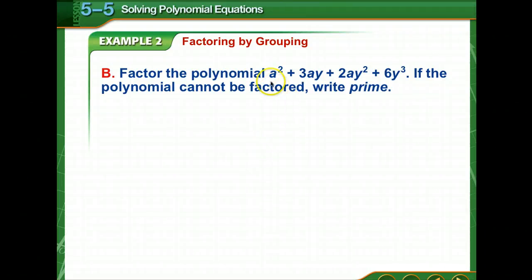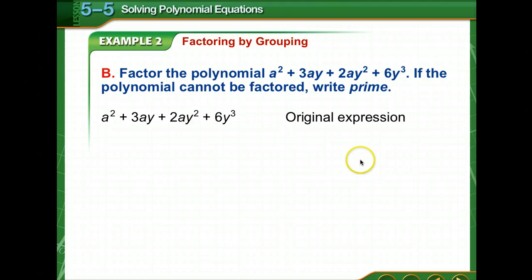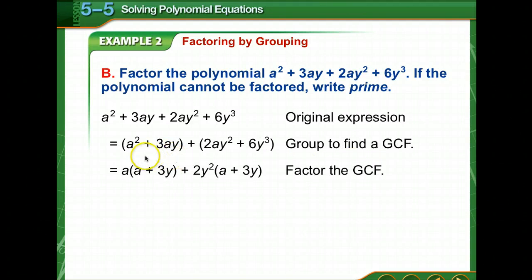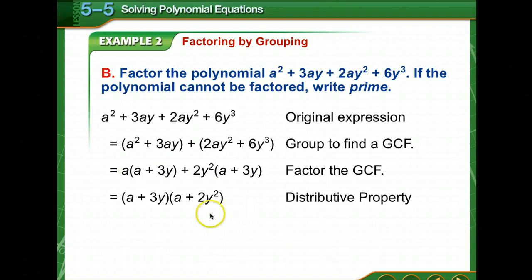Here again we have 4 terms. Is there anything that comes out of all 4? No, so we're going to group them. And then we're going to factor our groupings, wanting the same thing to end up in the parentheses. So we have a plus 3y times a plus 2y squared. And that is our answer.